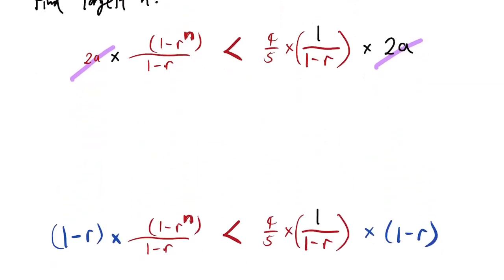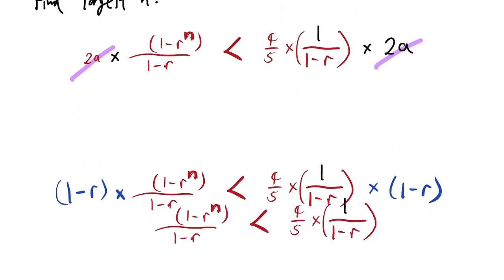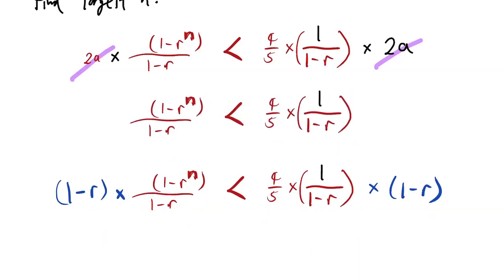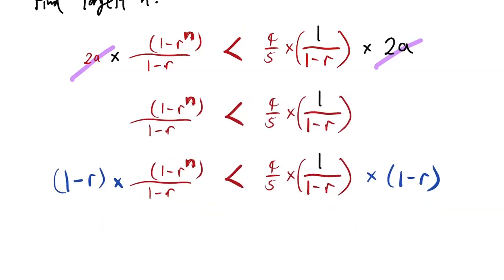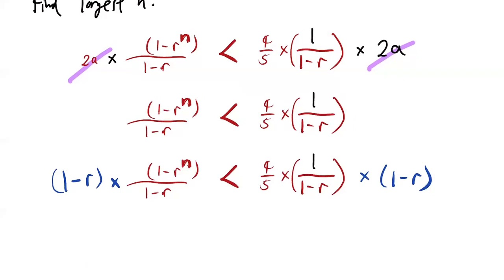Let me introduce one intermediate step first. Then, does the direction stay the same? That requires 1 minus R to be positive, more than 0, which means that your R has to be less than 1. Is that true?